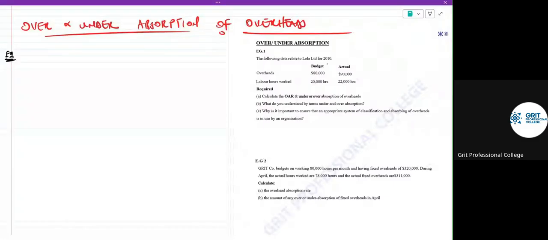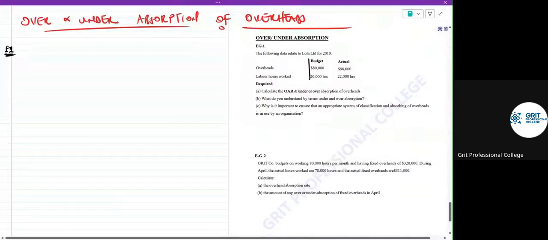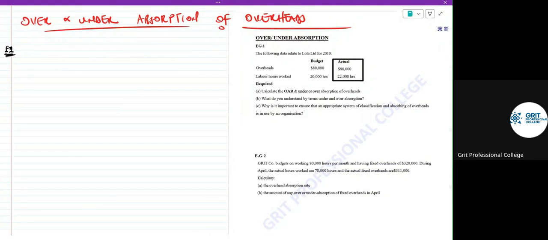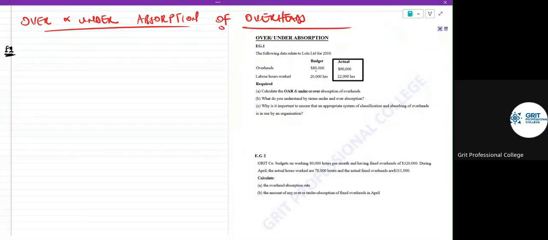The following data relates to Lola Limited for 2010. We have here budget information, and then we have here actual information. So we're asking ourselves, the company estimated to work for some 20,000 hours, or that's the total activity level when it comes to the time required to produce our goods, 20,000 hours in total for the entire year.